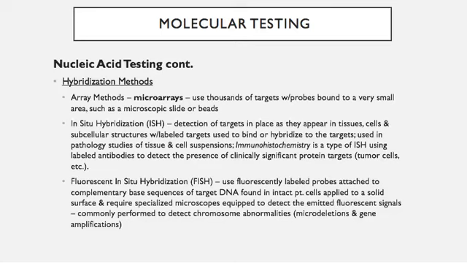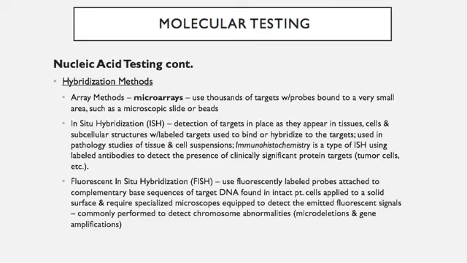Array methods, or microarrays, use thousands of targets with probes bound to a very small area, such as a microscopic slide or beads. The test sample is labeled and hybridized to those immobilized probes. And then for analysis, sample labeling is fluorescent, which allows for detection of the test sample and reference sample, which results in increased or decreased amounts of test material relative to whatever the normal reference range is.